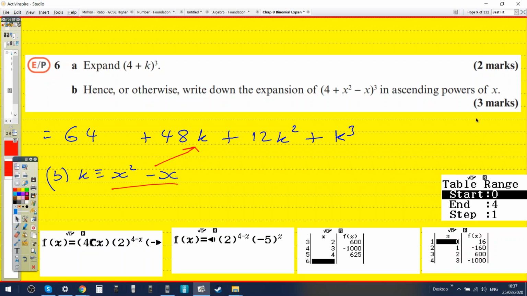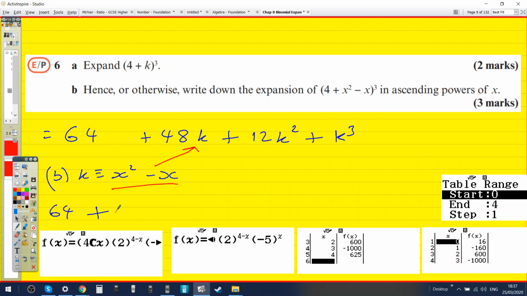I don't know. Because it's a 3 marker. We'll expand it if we have to. What would it be if you didn't expand it? 48 bracket x squared minus x. Yeah. So starting from the start. 64 doesn't have a k. So it's just 64?